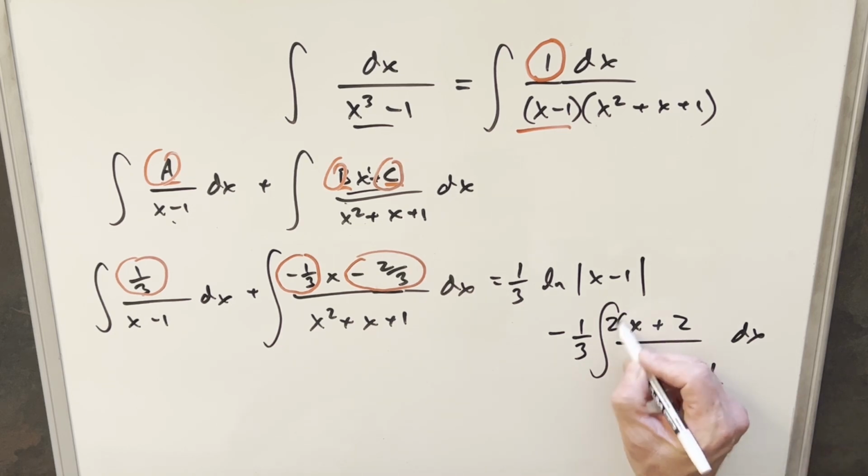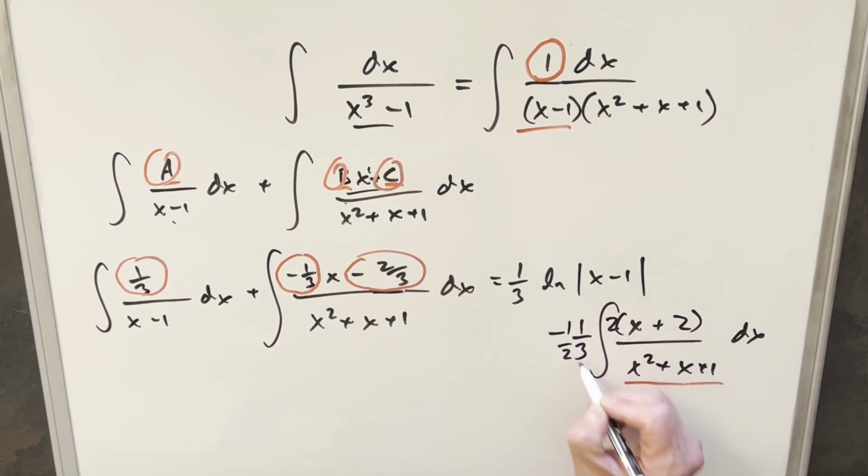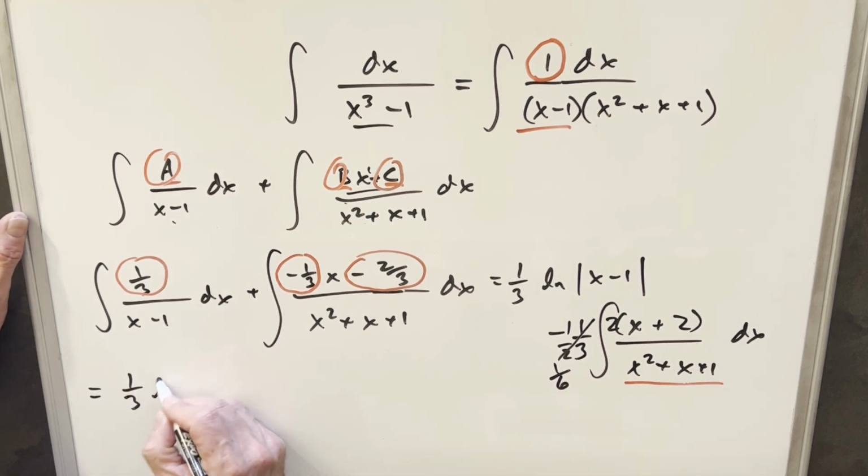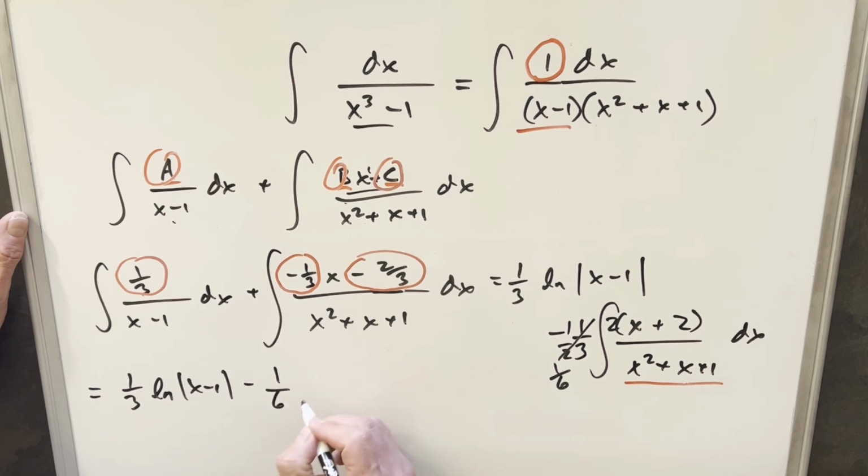So what I'm going to do is multiply this by 2, but then I need to divide by 2. So then when I do that, I'm going to have a minus 1 over 6 out front here. Now let me just rewrite this so we're clear on what's happening. So we'll bring down our natural log of x minus 1 here. I'm going to have a minus 1 over 6 in front.